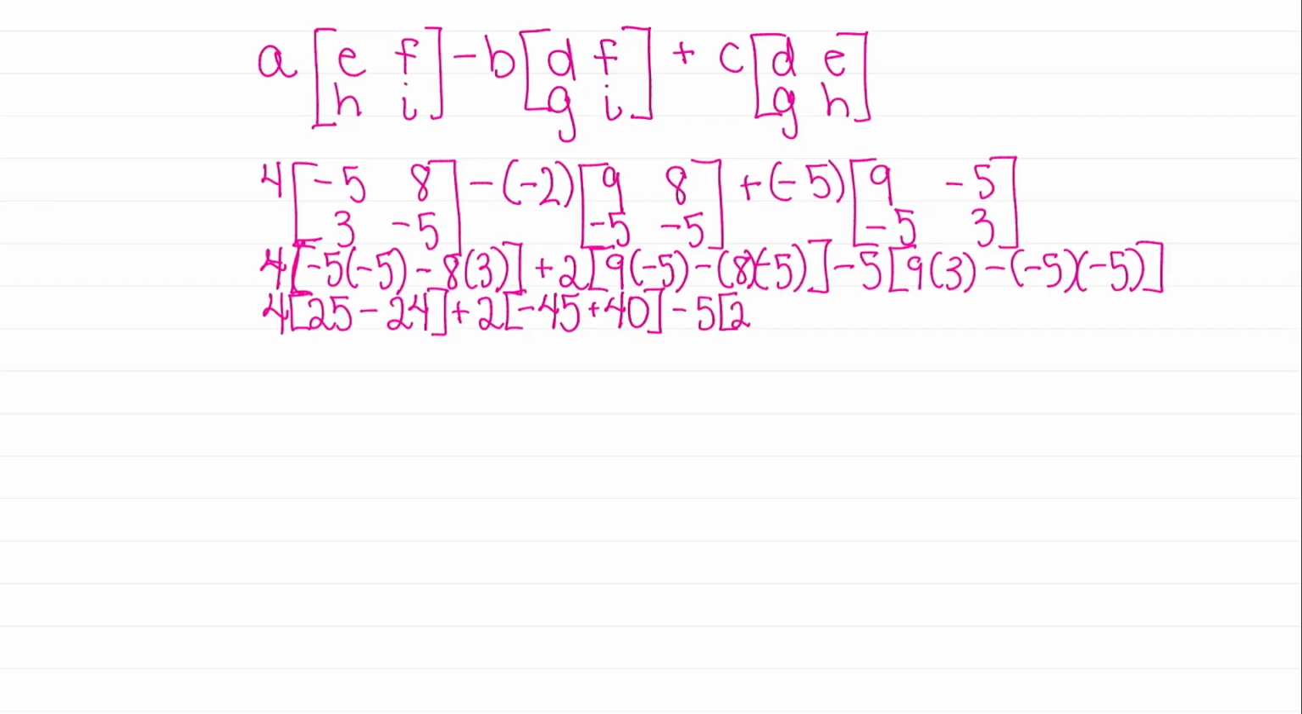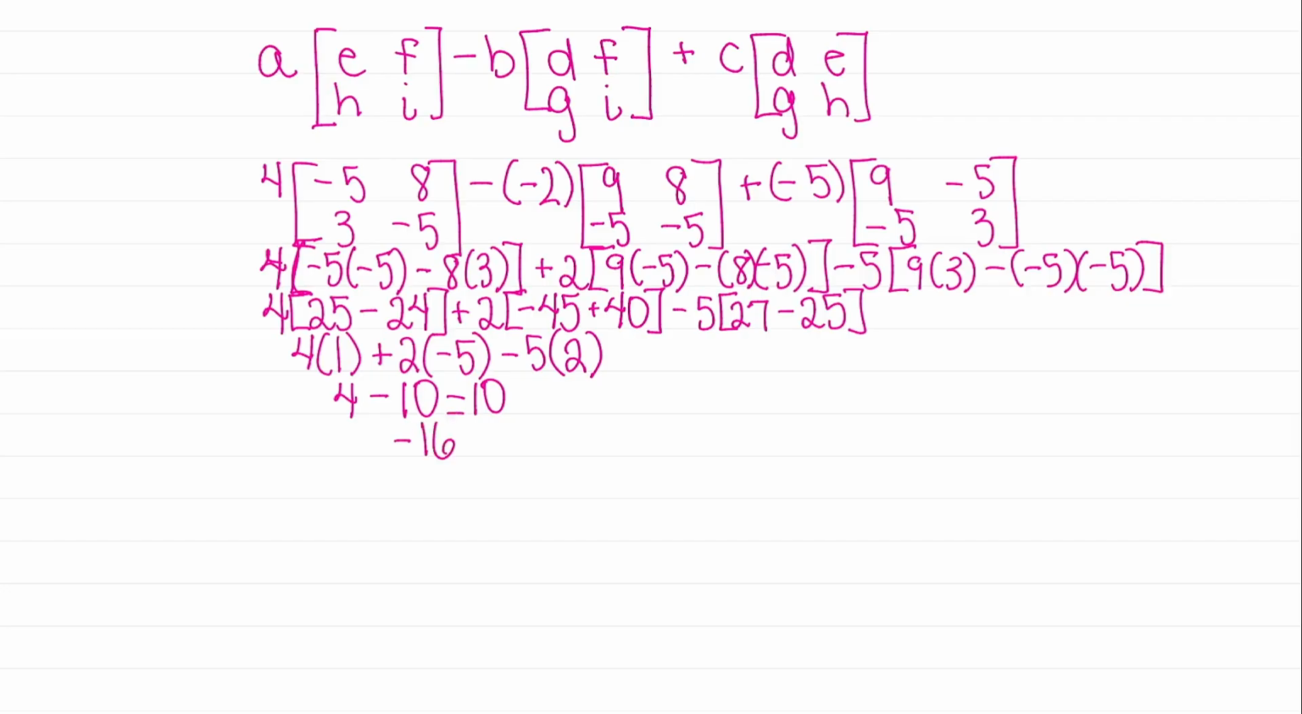Then we're going to have 27. Okay, 3 negatives is going to also be a -25. So simplifying one more time, 4 times 1 plus 2 times -5 minus 5 times 2. So we're going to have 4 minus 10 minus 10, or we're going to have -16. So the determinant of the 3 by 3 matrix is -16.